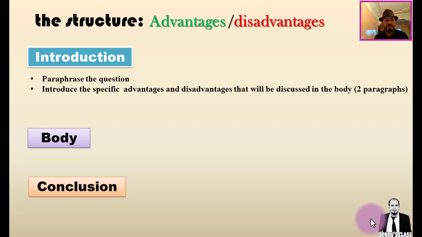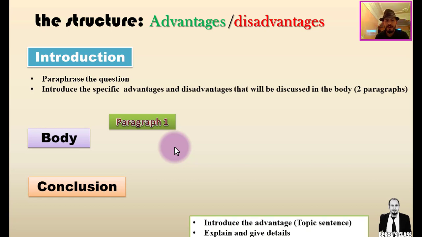And when I say the body, it means two paragraphs. One paragraph should be about the advantages, and the second paragraph should be about disadvantages. Sometimes you can have more than two paragraphs. It depends on how many ideas you are dealing with. So in the second part, which is the body, now we are talking about the body, and here I'm going to stick to only two paragraphs, one about advantages and the other one about disadvantages.